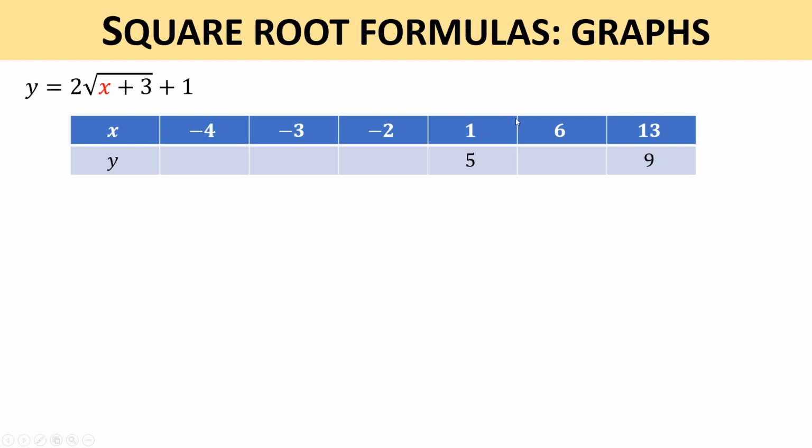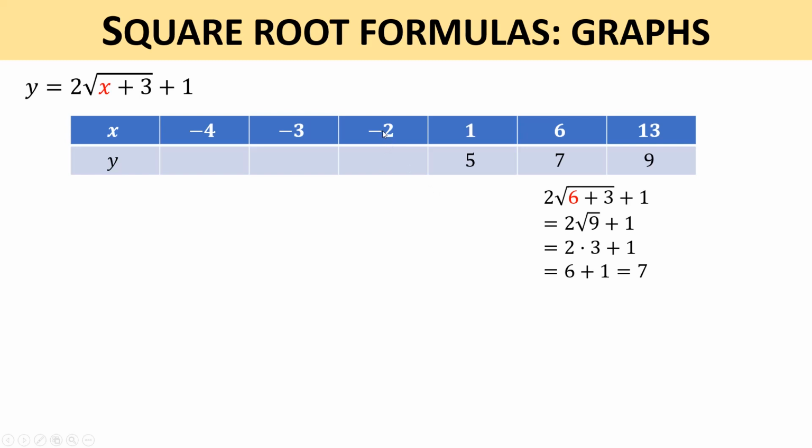So if x equals 6, then what do we get? We get 2 times the square root of 6 plus 3, plus 1. So this becomes 9. The square root of 9 is 3. 2 times 3 is 6, plus 1. 6 plus 1 is 7. So when x equals 6, y equals 7.